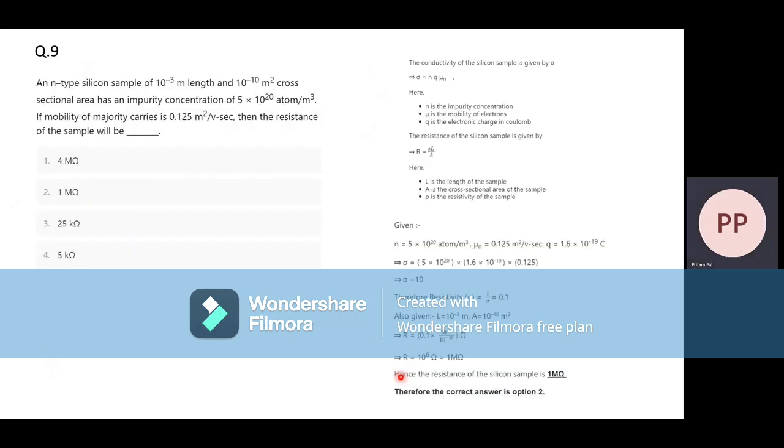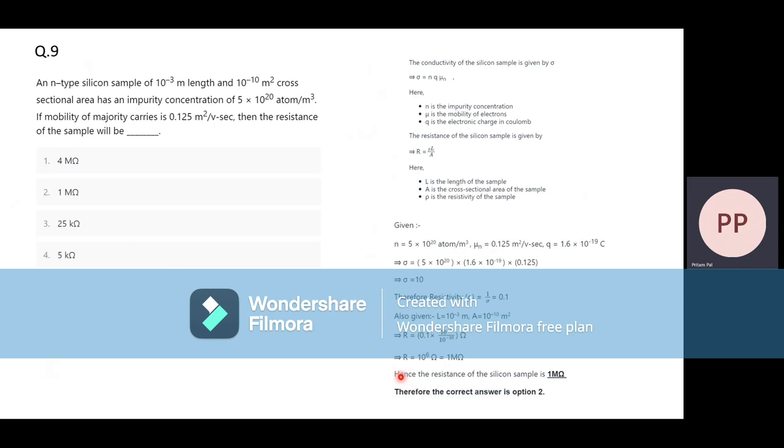Now the next one is also a numerical example, related to n-type silicon devices. The question is: an n-type silicon sample of 10 power minus 3 meter length and 10 power minus 10 meter square cross-sectional area has an impurity concentration of 5 times 10 to the power 20 atoms per meter cube. If the mobility of the majority charge carrier is 0.125 meter squared per volt second, then the resistance of the sample will be what?